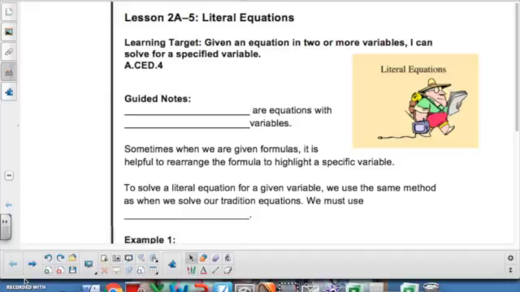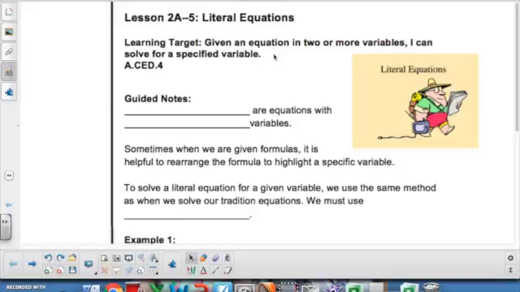Or most everything. So our learning target this time is: given an equation in two or more variables, I can solve for a specified variable. All that means is basically we're going to give you a formula. Some of them may not be formulas, but most of the time it's going to be some sort of formula, like the formula for perimeter or area or something like that.